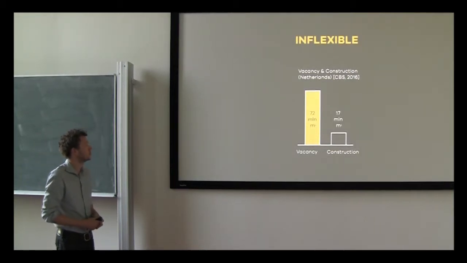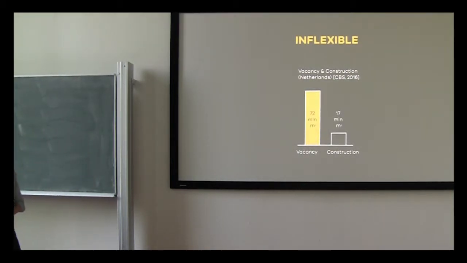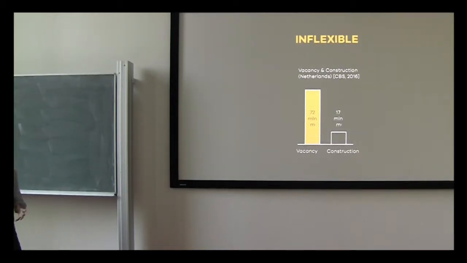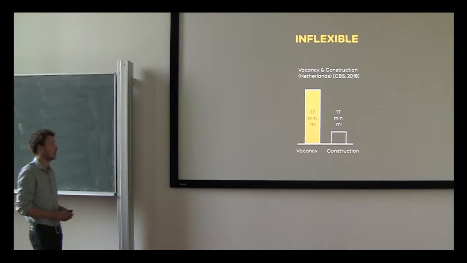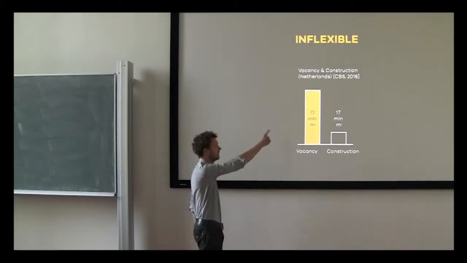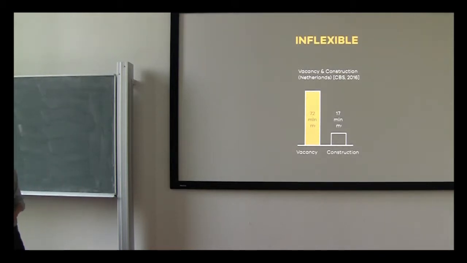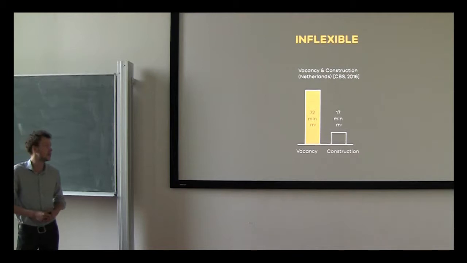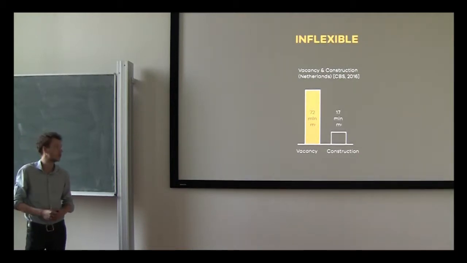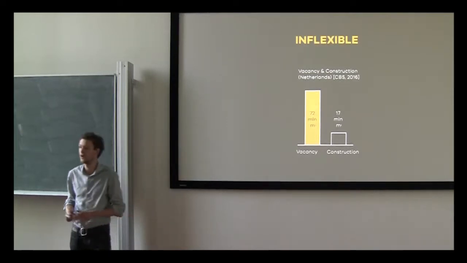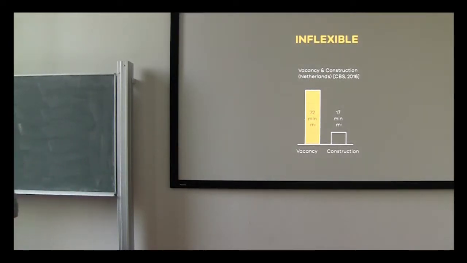And the third problem is inflexibility. In Holland we even call real estate vastgoed, which means something like fixed goods. You see that the total amount of vacancy in the Netherlands is 72 million square meters. So it's way more than the 11 million square meters of vacant offices you often hear people talking about. You see that this is almost 4 times the total amount of production in the building industry in 4 years.